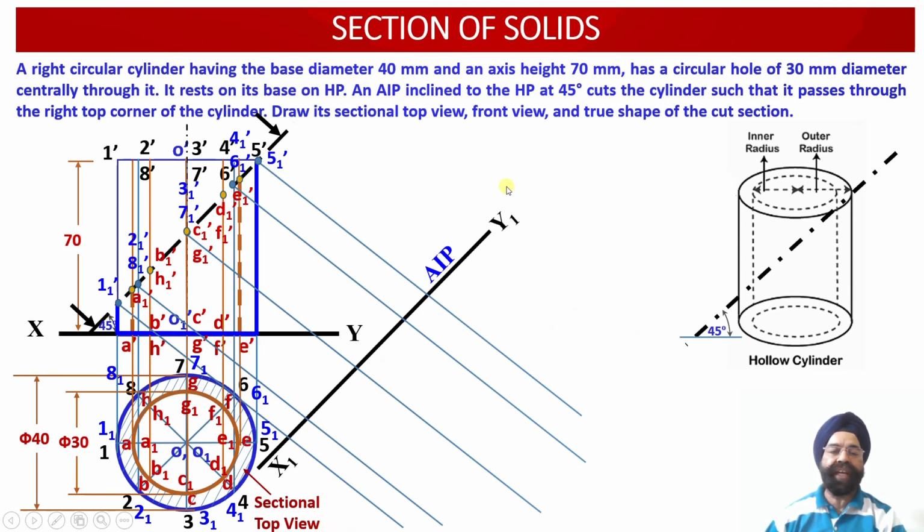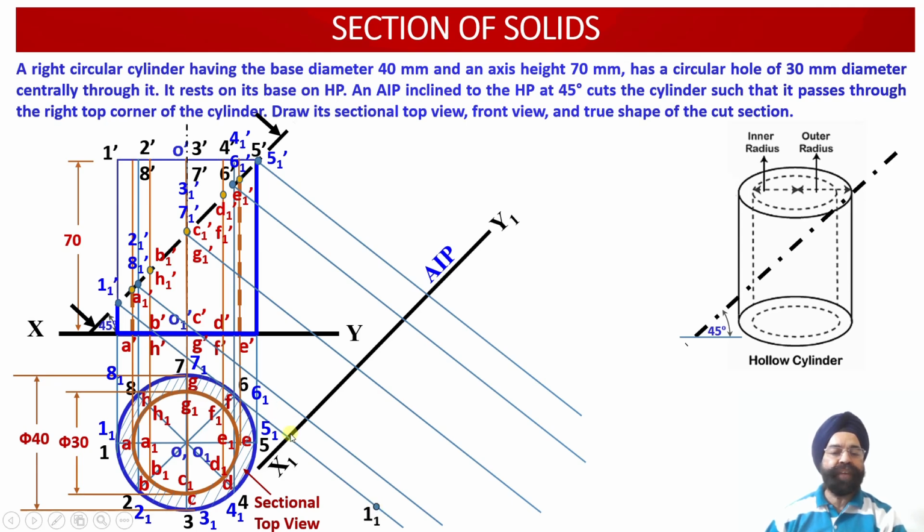will provide us with the true shape of the cut section of the circular hollow cylinder. Now let us first obtain 8 points in the auxiliary plan view projections corresponding to this outer surface of the cylinder. So we have marked all these points using blue color, right? So point 11 dash is located over here.